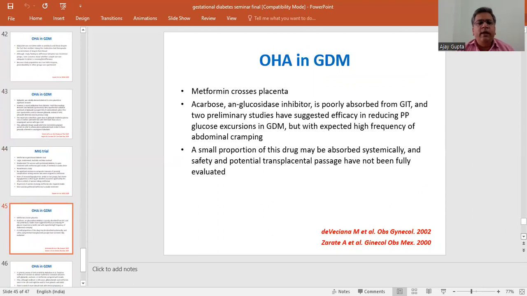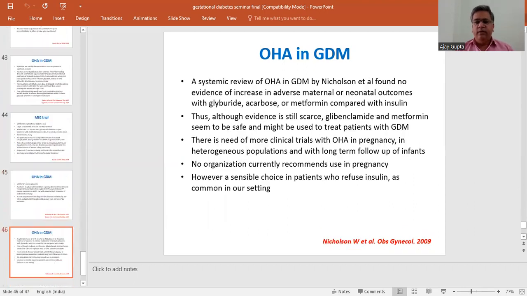Metformin crosses the placenta. Acarbose is an alpha glucosidase inhibitor which is poorly absorbed from the GIT, and two preliminary studies have suggested efficacy in reducing postprandial glucose excursion in GDM, but a high frequency of abdominal cramps is expected. A small proportion of this drug may cross systemically and may be found in maternal blood.